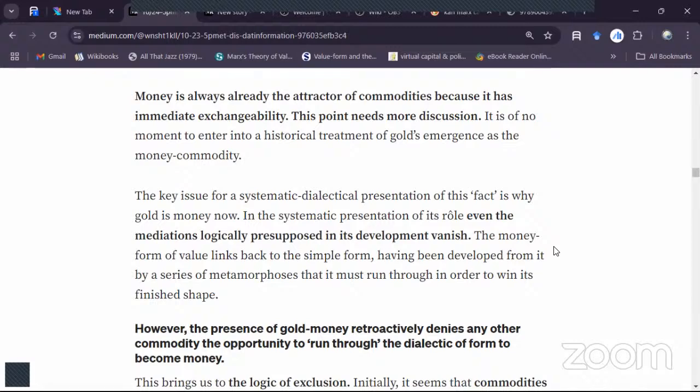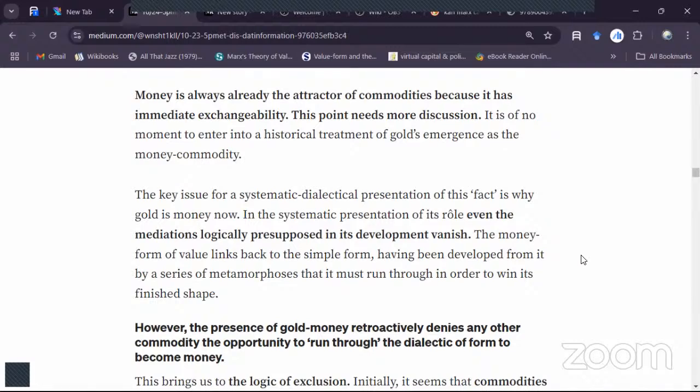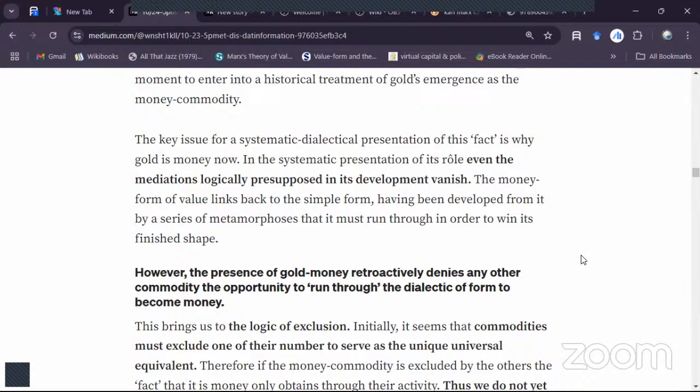The money form of value links back to the simple form, having been developed from it by a series of metamorphoses that it must run through in order to win its finished shape.